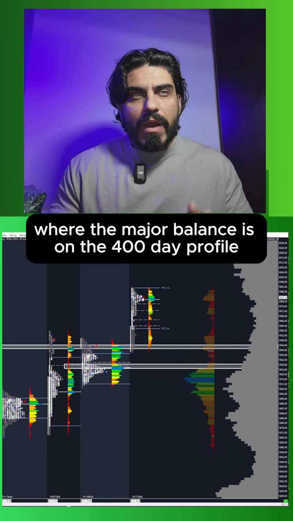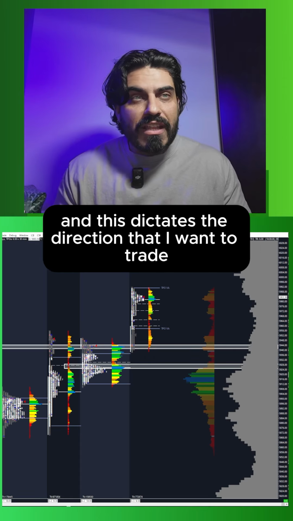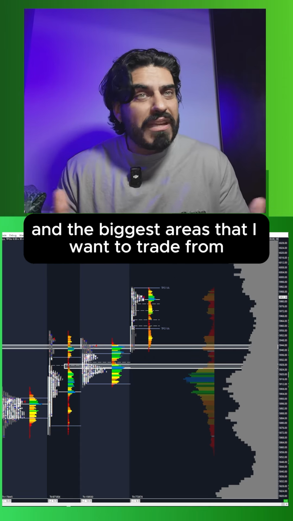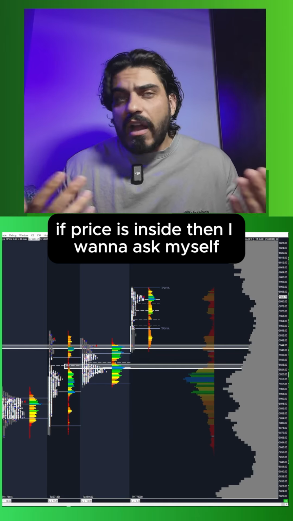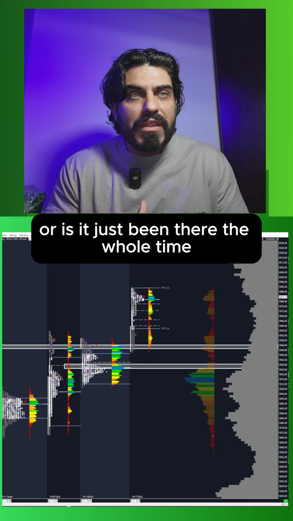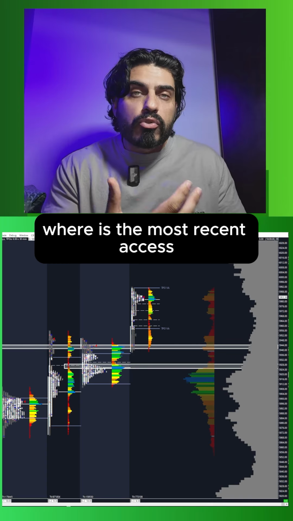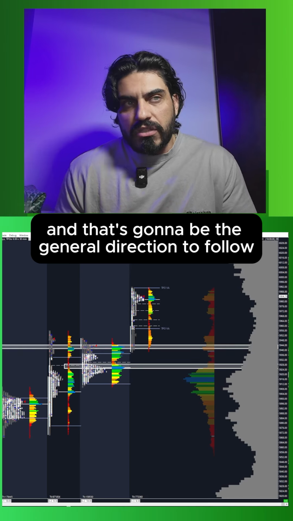I define where the major balance is on the 400-day profile, and this dictates the direction that I want to trade and the biggest areas that I want to trade from. If price is inside, then I want to ask myself, did it create an excess to get back in, or has it just been there the whole time? Where is the most recent excess outside of that major balance? And that's going to be the general direction to follow.